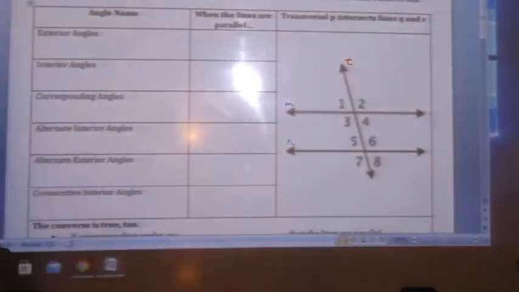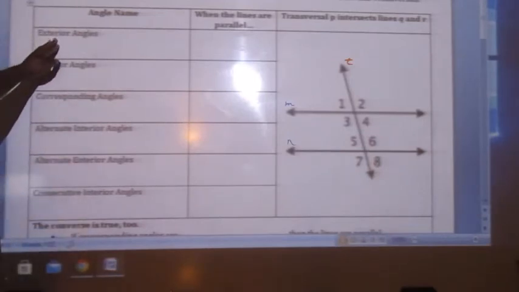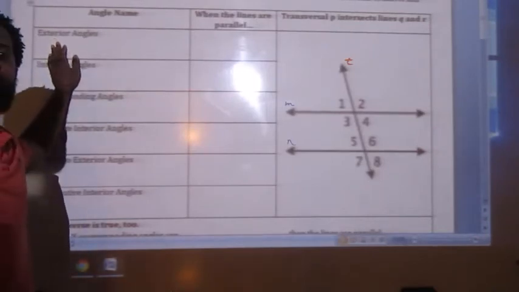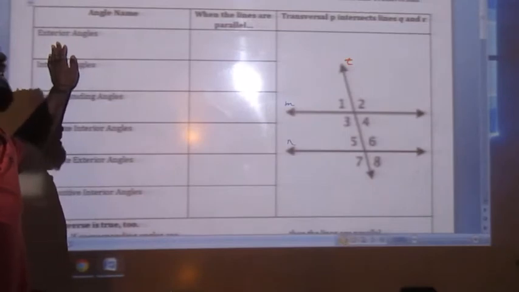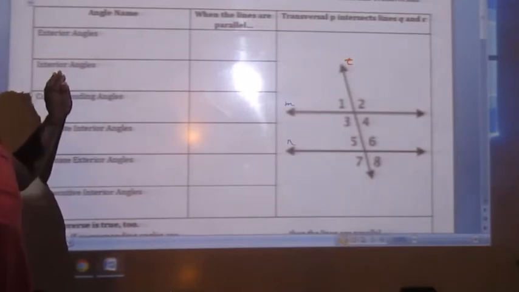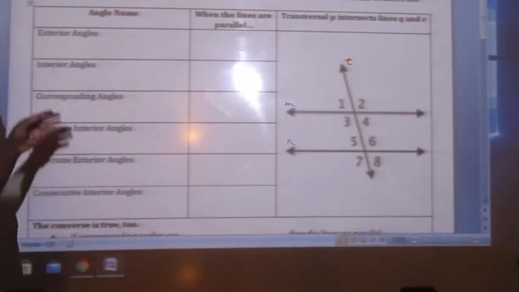So, you have many different angles, okay? You have exterior angles. What does exterior mean? Outside. Outside, right? It's that simple. Interior. Inside. Yeah, I can't make this up.